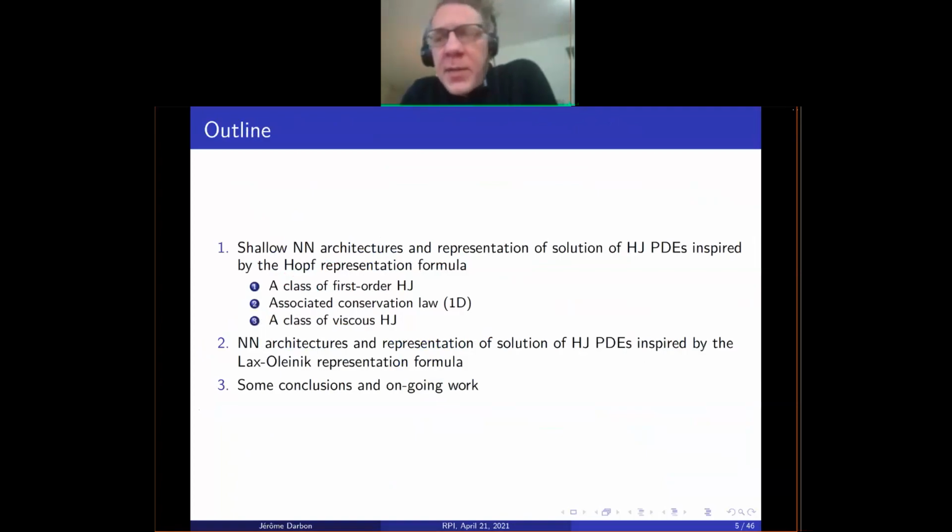So the outline of the talk is a first architecture to represent solutions of certain Hamilton-Jacobi PDEs that are inspired by a variational representation of the solutions that is known as the Hopf-Lax representation formula. Then I will show you how we can borrow the idea of that representation formula to create a first neural network architecture to solve certain Hamilton-Jacobi PDEs.